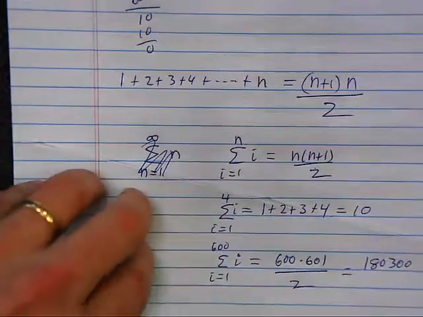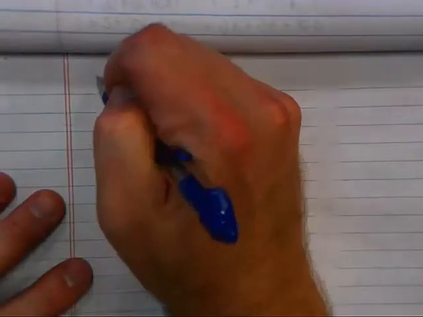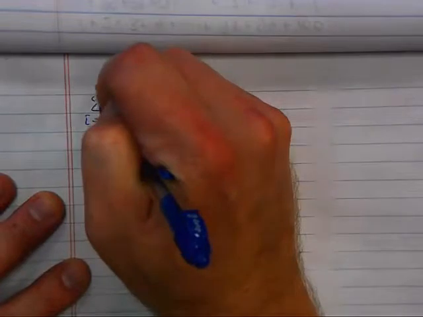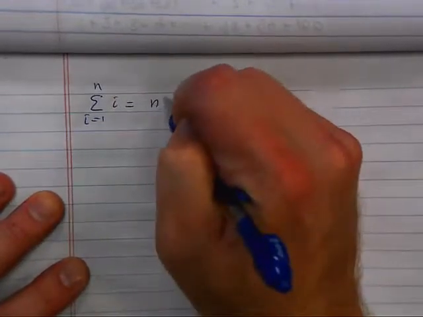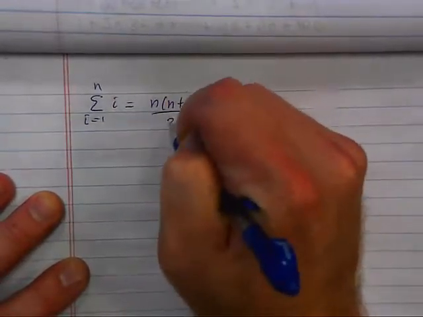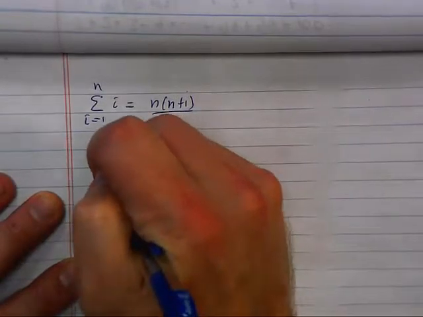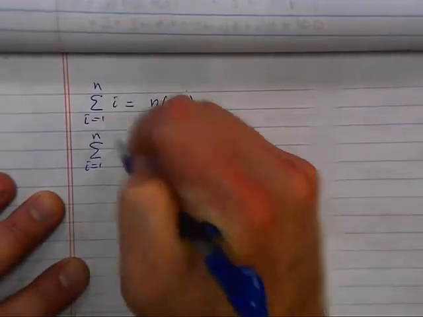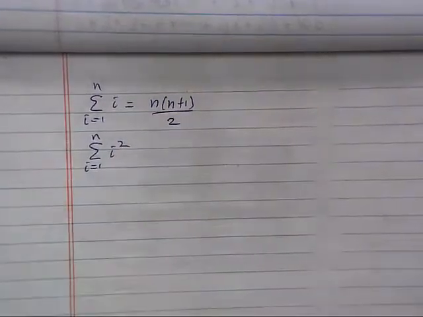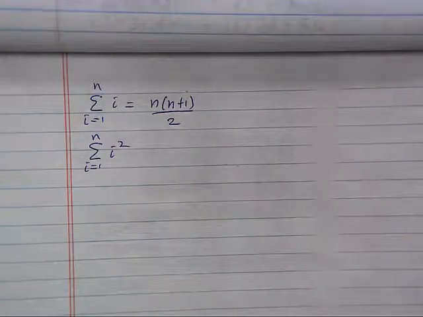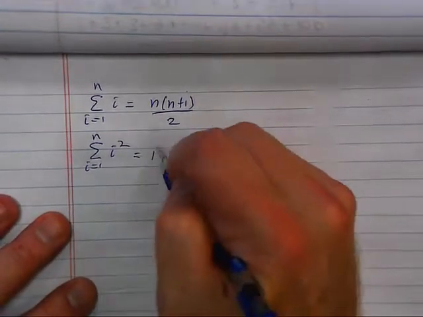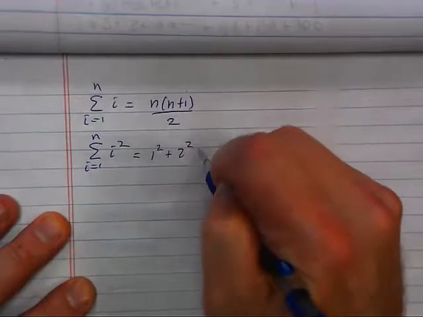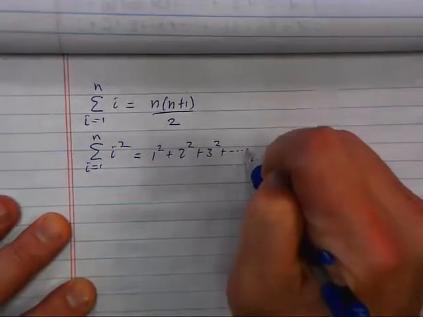All right, so we're going to have some formulas here in this section. The sum, I'll start writing them down. This one we already did. The sum from i equals 1 to n of i is n times n plus 1 over 2. There's a similar formula if you have i squared. So this would mean 1 squared plus 2 squared plus 3 squared all the way up to n squared.